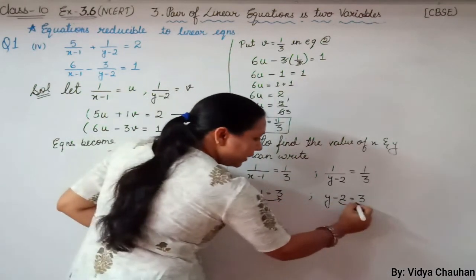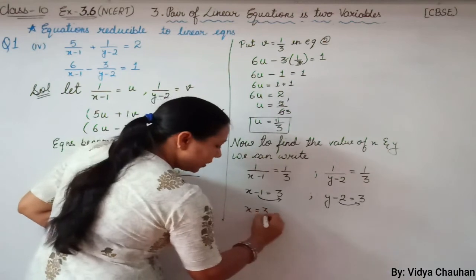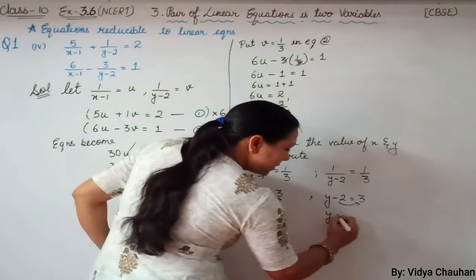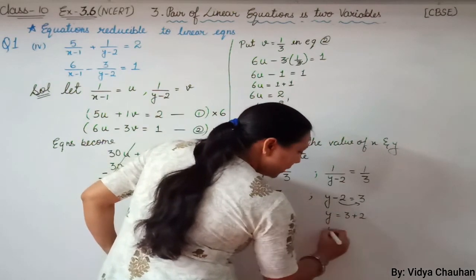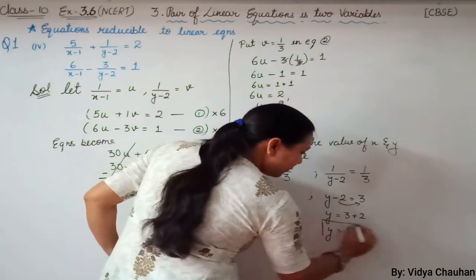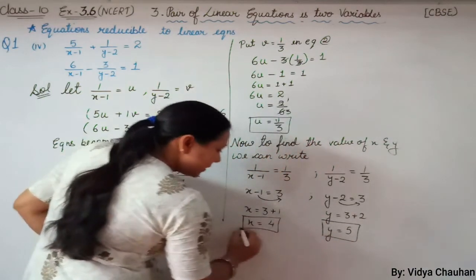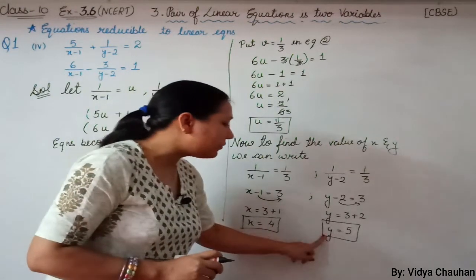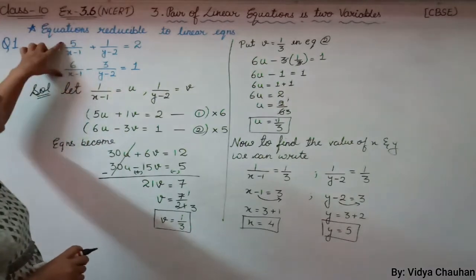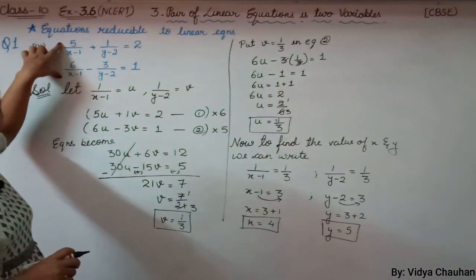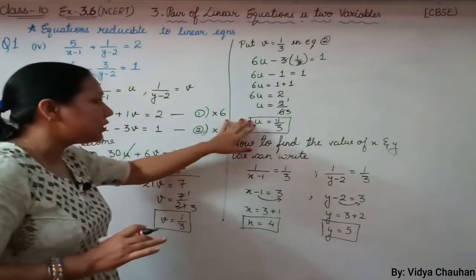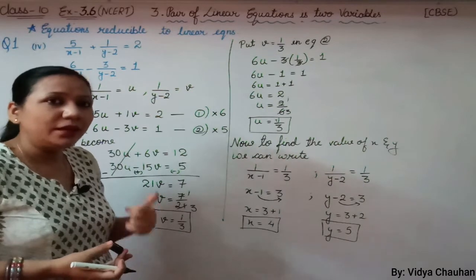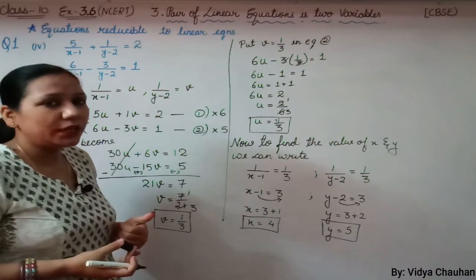Shifting these two values to the right hand side, x is equal to 3 plus 1, which gives us 4. And here y is equal to 3 plus 2, that means y is equal to 5. So now students, this is our complete solution. The final answer that x is equal to 4 and y is equal to 5 is the solution of the given equations. Do not stop your solution simply at u and v. Many a time students do it like this, and that can lead to a deduction in marks.